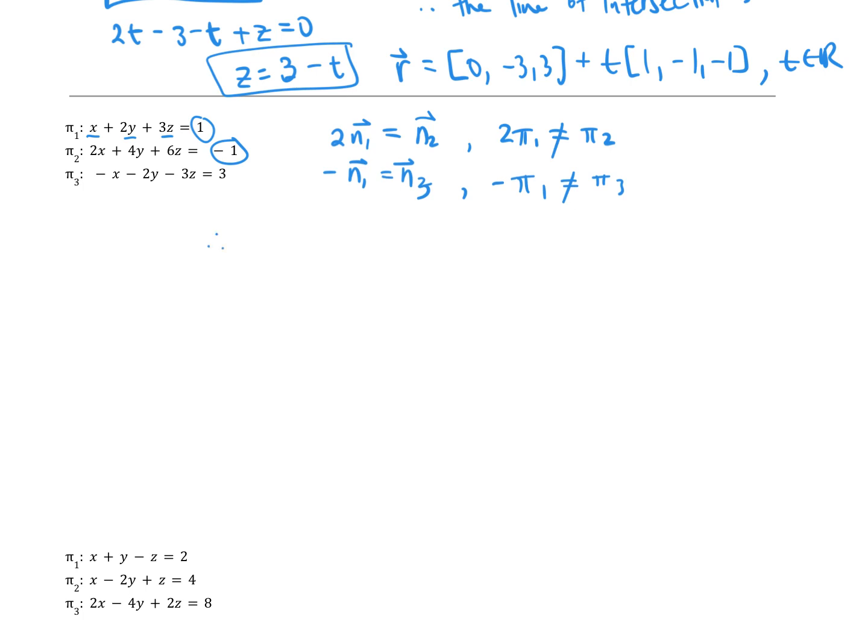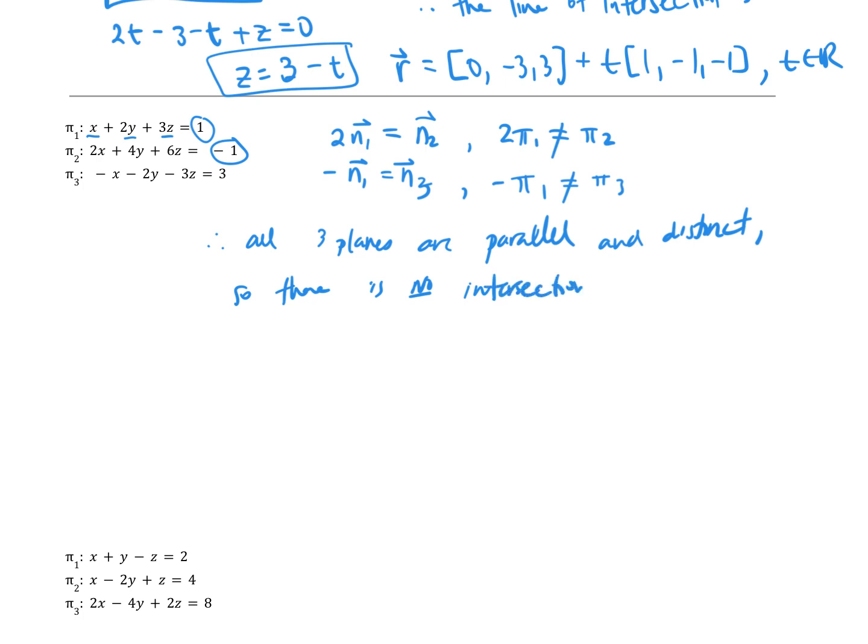So that means all 3 planes are parallel and distinct. So there is no intersection. There's no common intersection, but also no intersection among pairs of planes either, because they're all parallel and distinct. So that's a quick one to do.